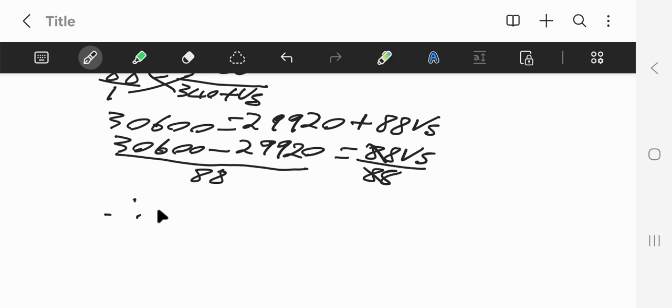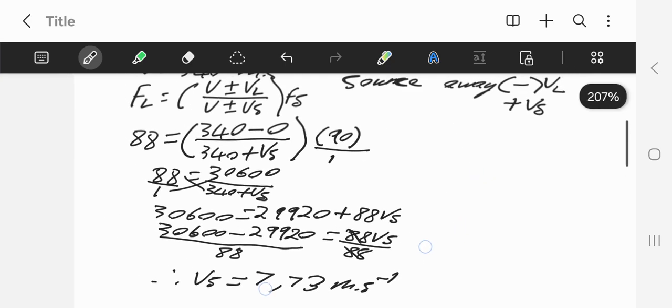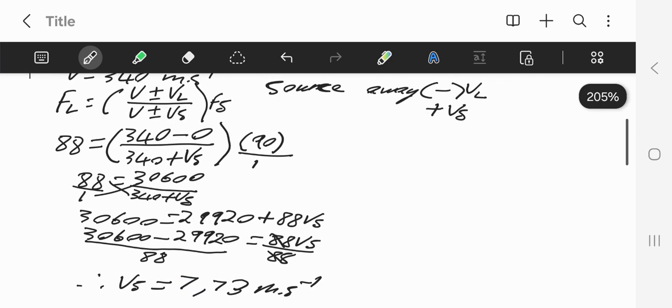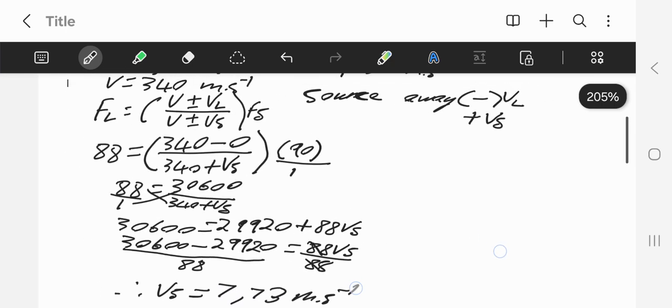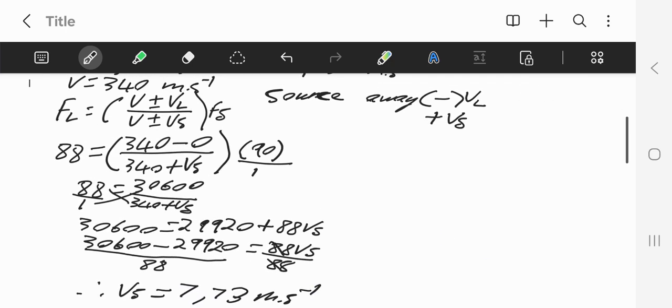So we'll say therefore Vs is equal to 7.73 meters per second, and that's how we get our answer, guys. So there's the full answer of us finding the velocity of the source.